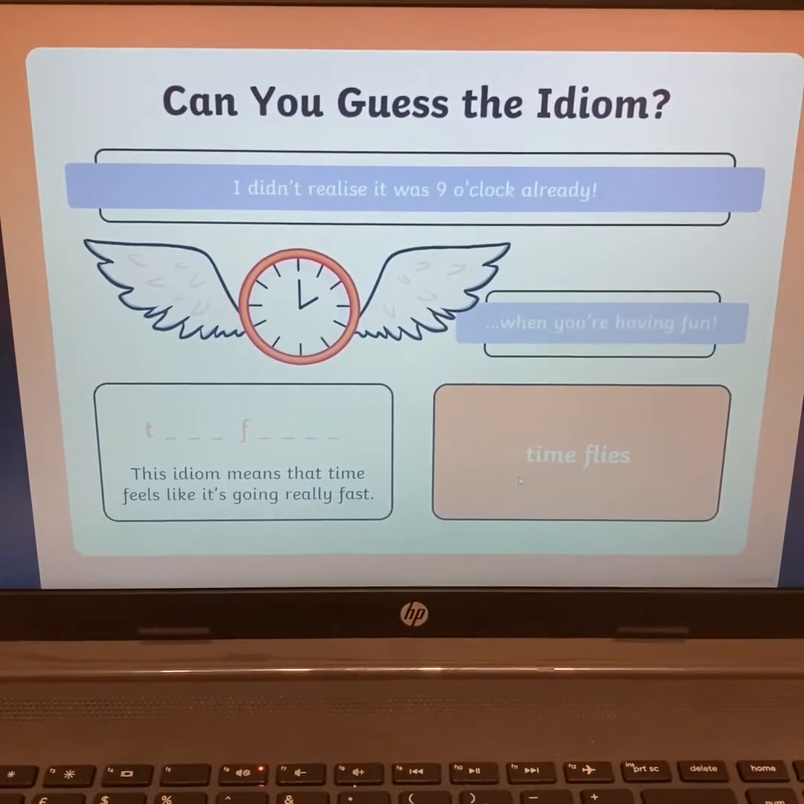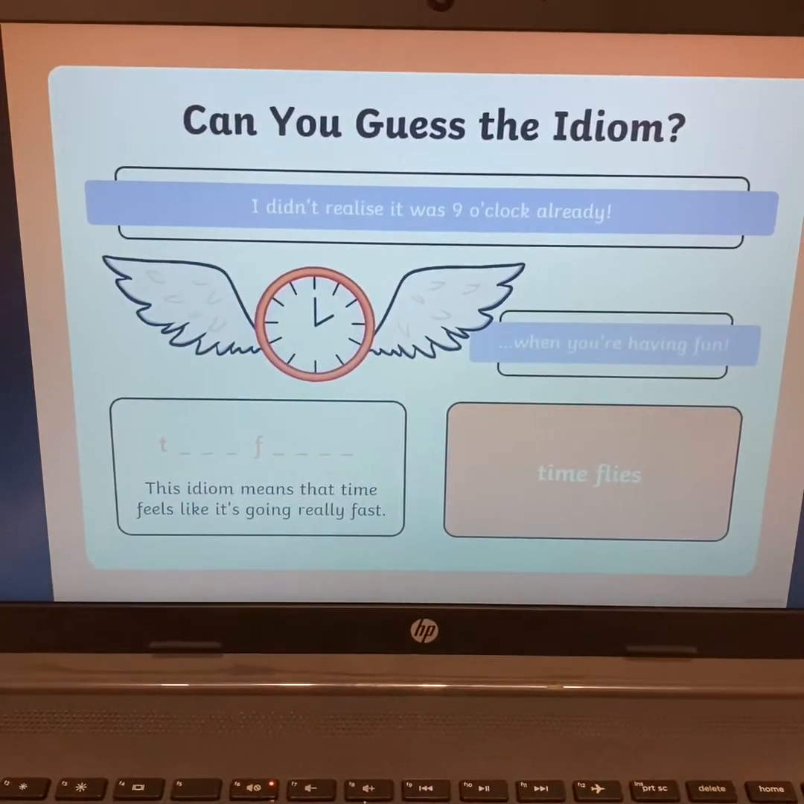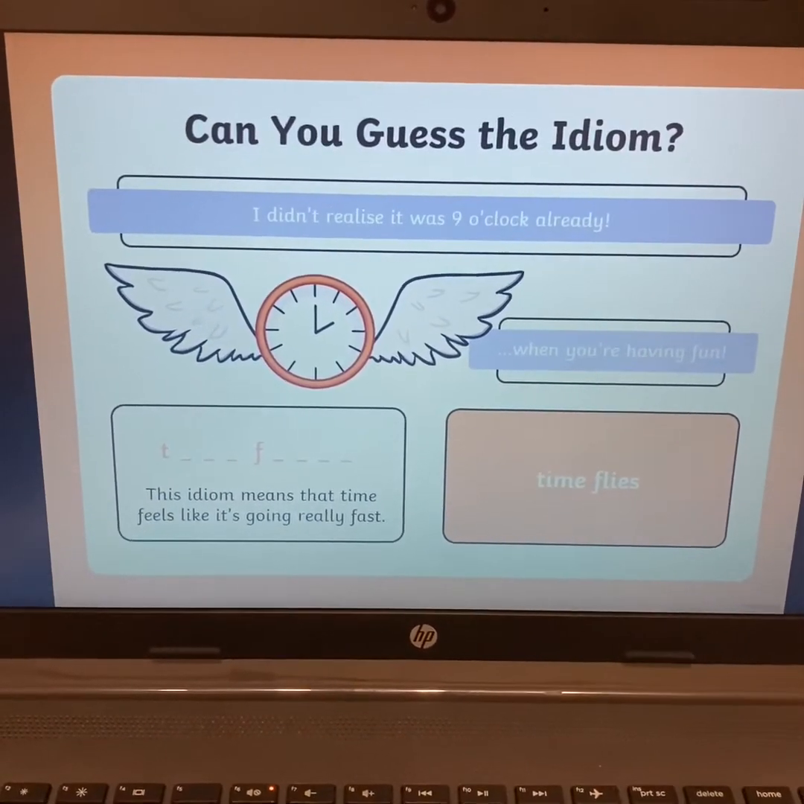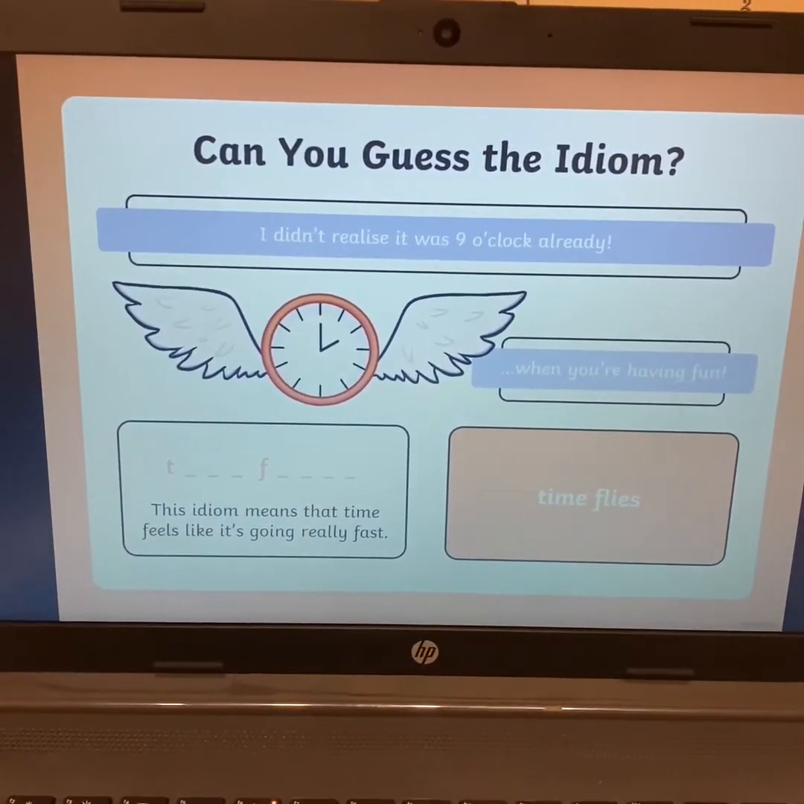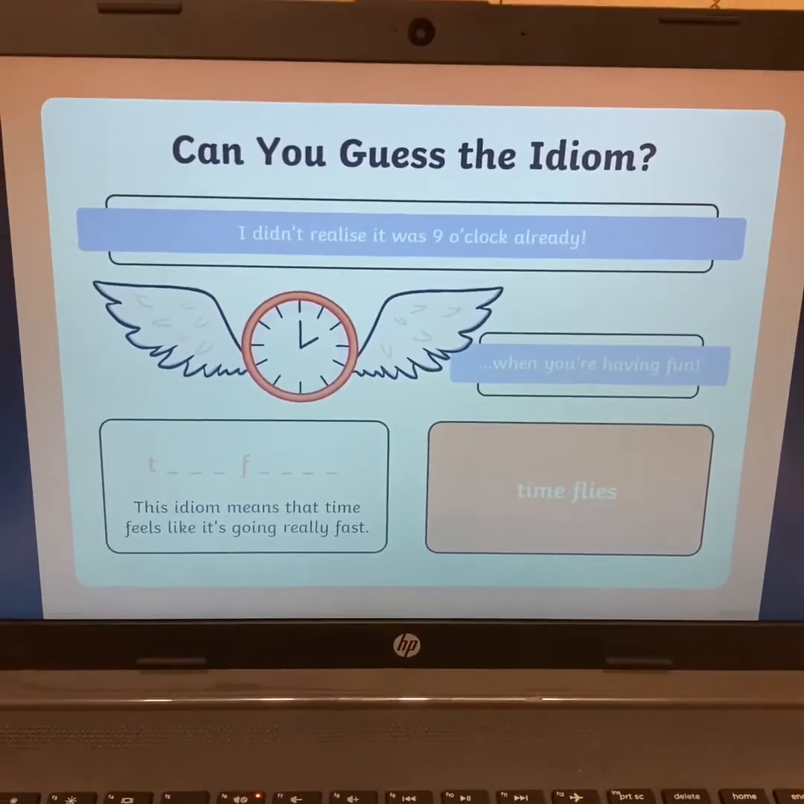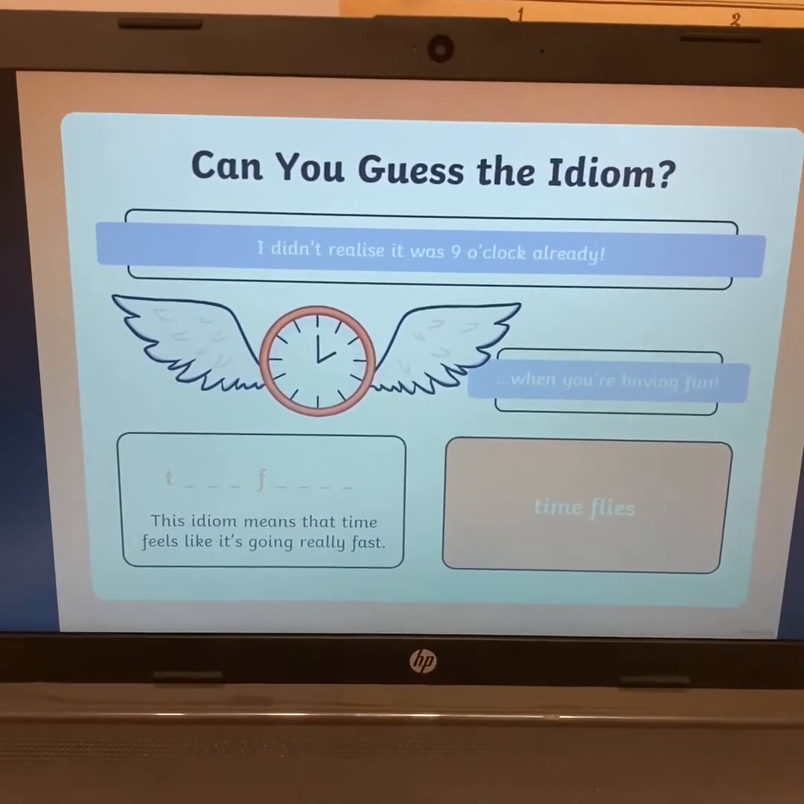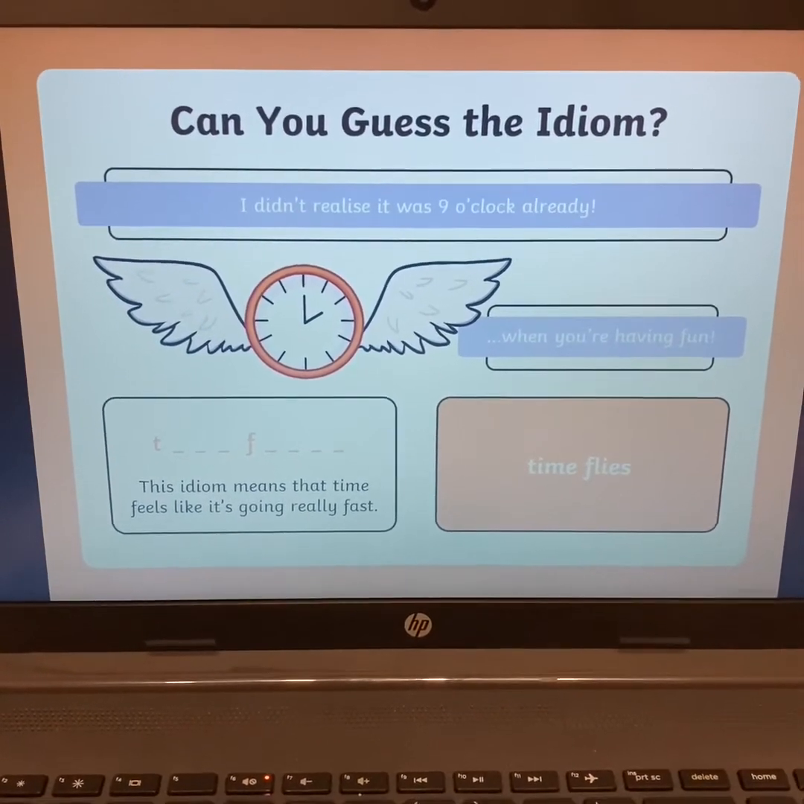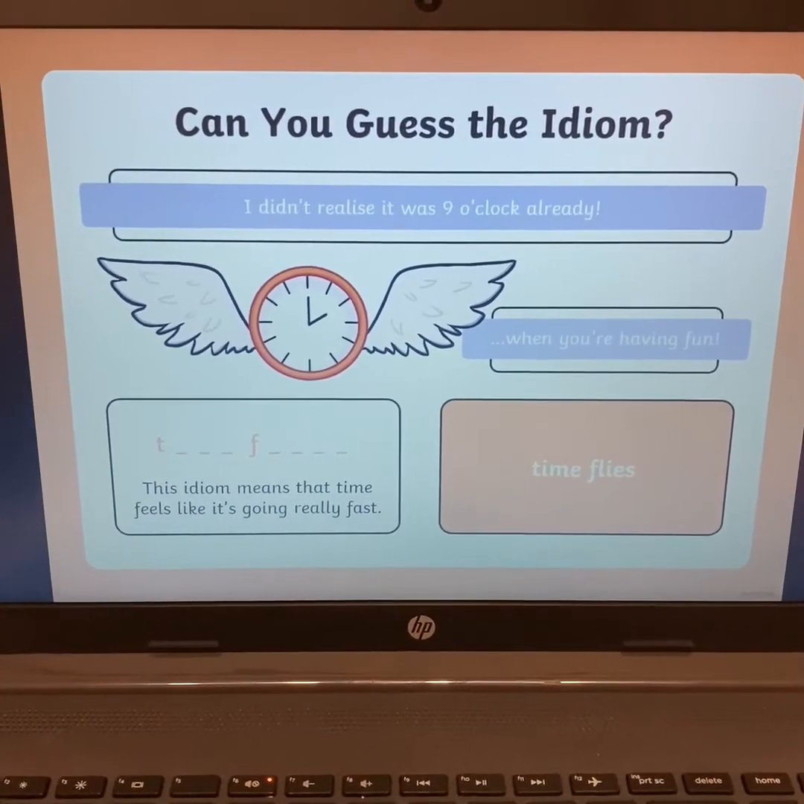Time flies. So write down into your book then, time flies equals time is going really fast. Well, obviously time's not actually going really fast, but time feels like it's going really fast. Time is going at the same pace all the time, but it feels like it's going fast. That's one I feel like we say quite a lot. It's one we use in everyday language quite a lot.